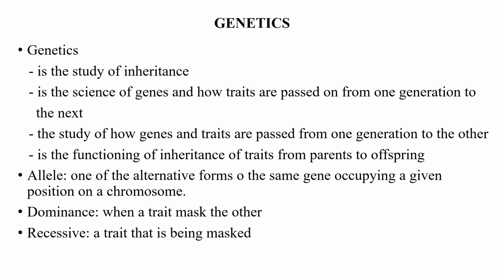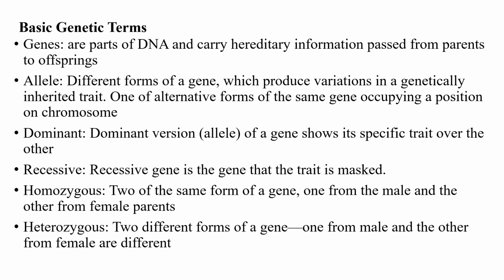Genes are those things that are present that help to pass traits. Traits are characteristics, things or features that are found in parents and are also found in offspring. It is the study of how genes and traits are passed from one generation to the other. It is the function of passing a trait from parents to the offspring. Now we're going to look at the basic terms in genetics.